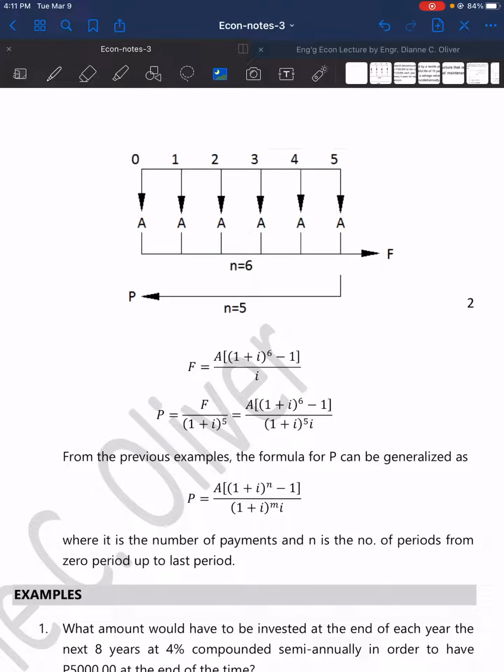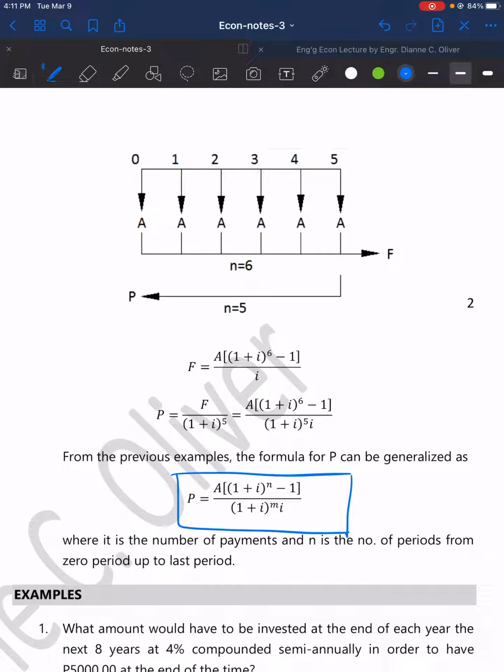So this is the cash flow diagram from a while ago. From this cash flow diagram, we can derive the formula for future worth. Again, notice that N here is the number of payments, that's why we put 6 here. But for the present worth, the N here is 5 because that is the number of periods. So that's the difference. Now to summarize, the formula for P is put here already.